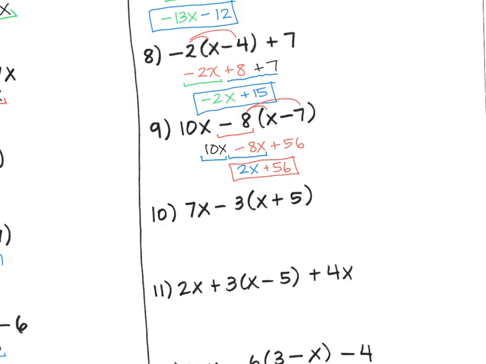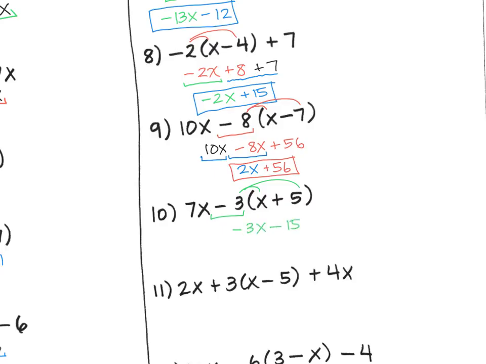Okay, the next one's very similar. It has a minus that needs to be distributed. Okay, so I can tell I'm going to distribute the 3, but this is actually a minus 3 because the sign in front of the number tells you the sign. So minus 3 times x is minus 3x. Minus 3 times 5 is minus 15.